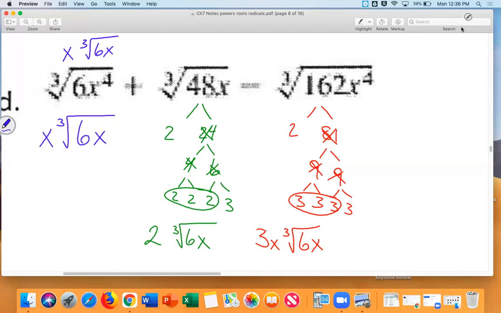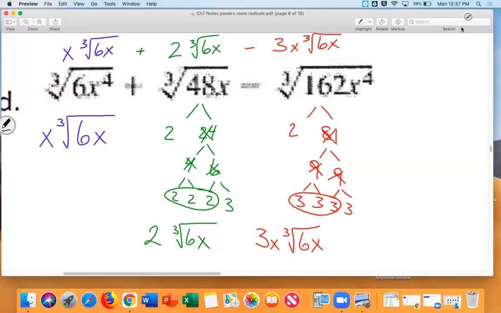And then we'll do plus 2 cube root of 6x minus 3x cube root of 6x. All right. Now, obviously, Justin, we can combine the blue and the red, right? Because they both have that x on the outside. I can't combine the 2 or the green piece because it doesn't have the x.